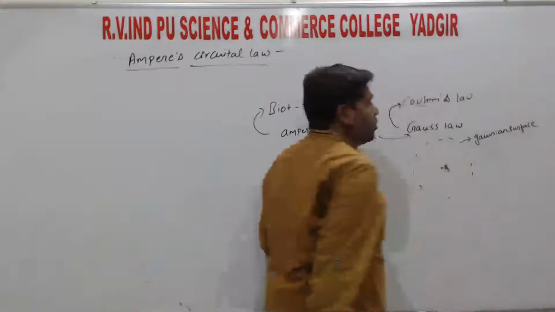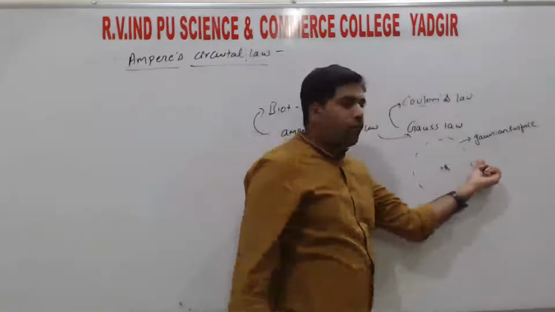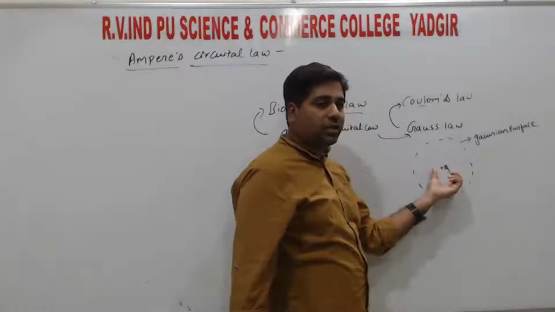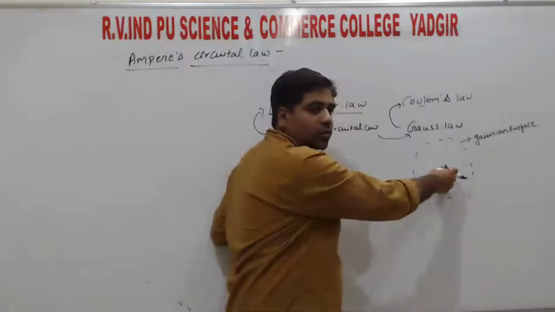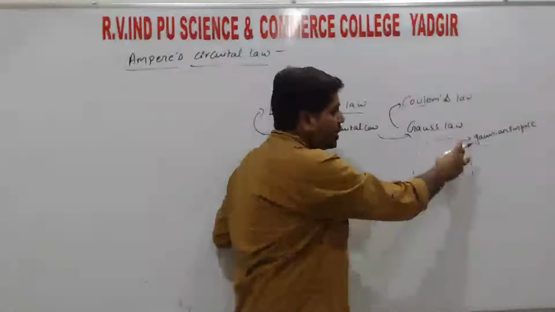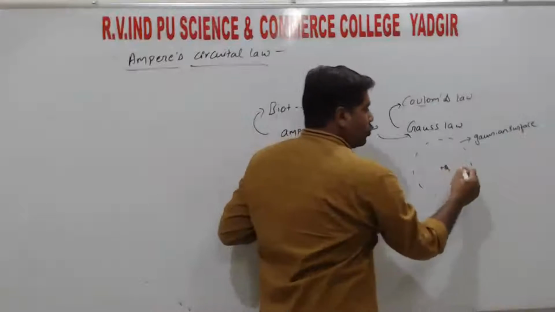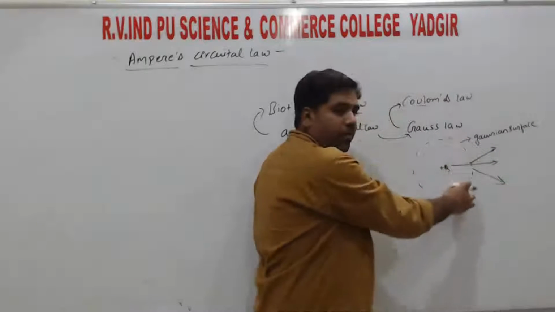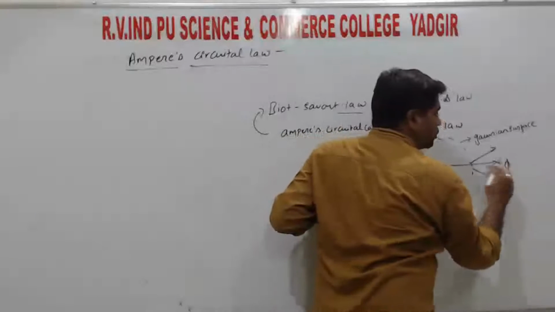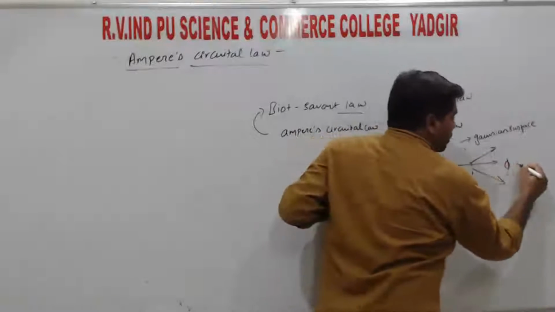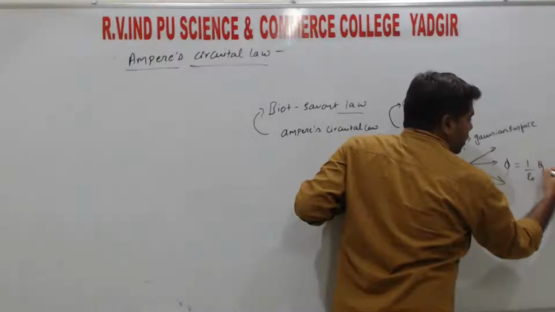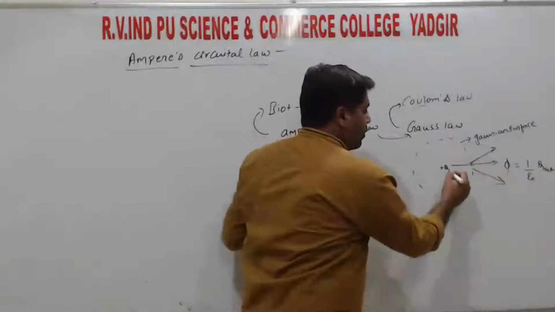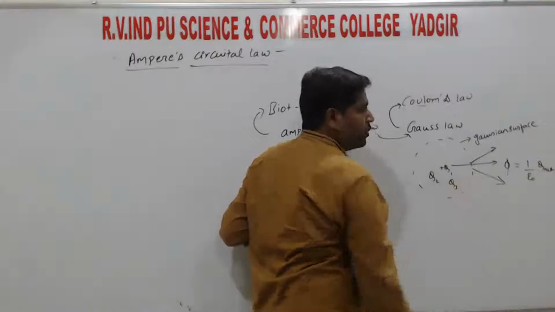Right? So the net flux which is coming out from the surface is equal to 1 by epsilon naught times the total charges enclosed in this surface. In this we may have 1 charge or 10 charges, any number of charges enclosed in this surface. So the total flux coming out from the Gaussian surface, the imaginary surface, is equal to 1 by epsilon naught times the net charges enclosed in this surface.